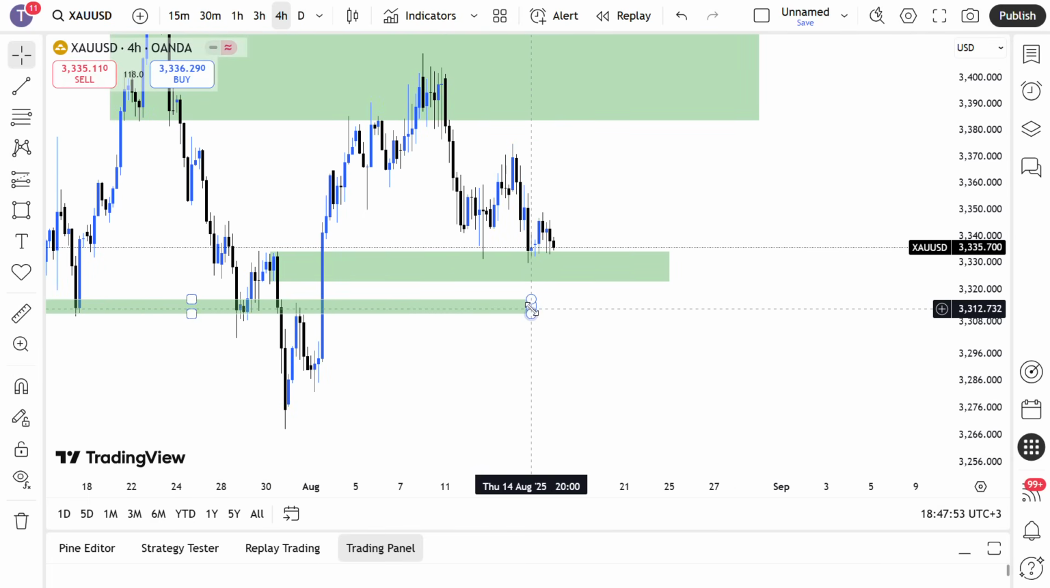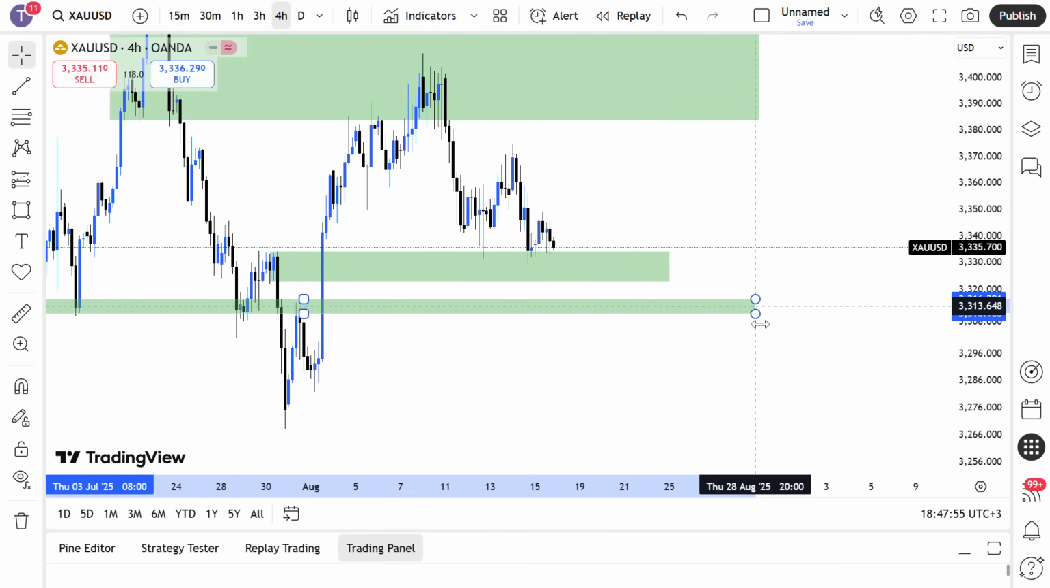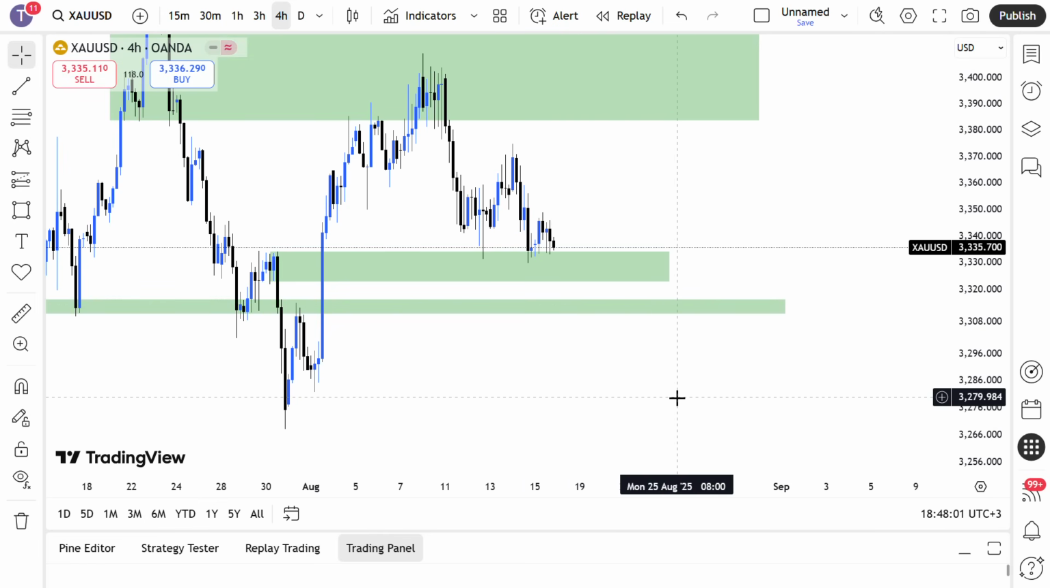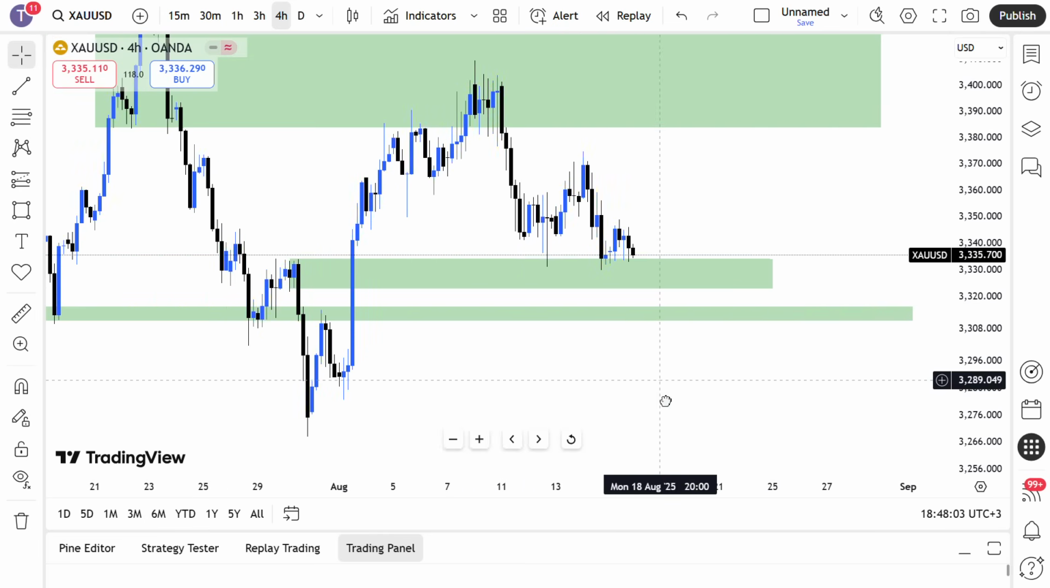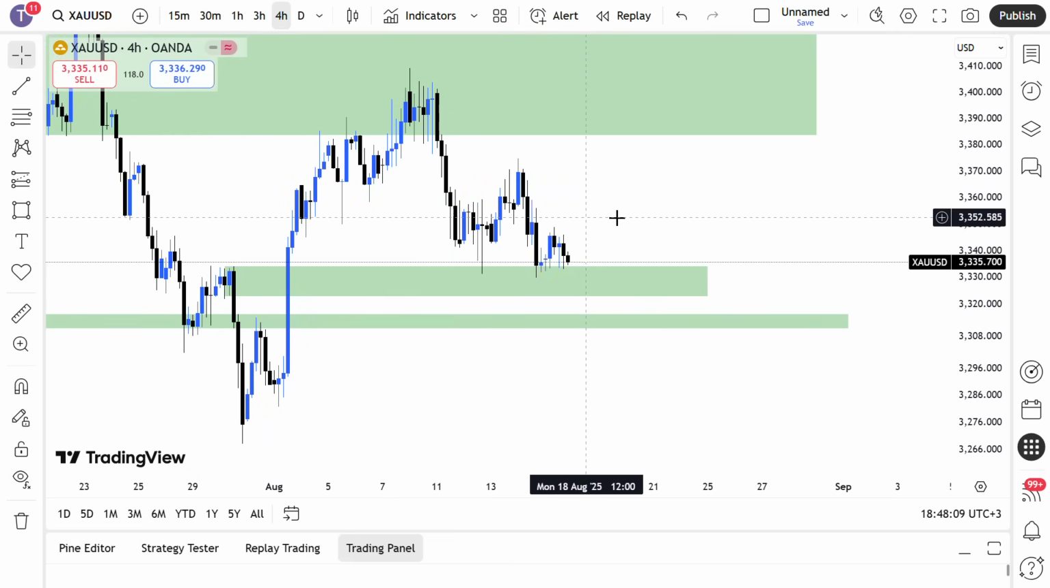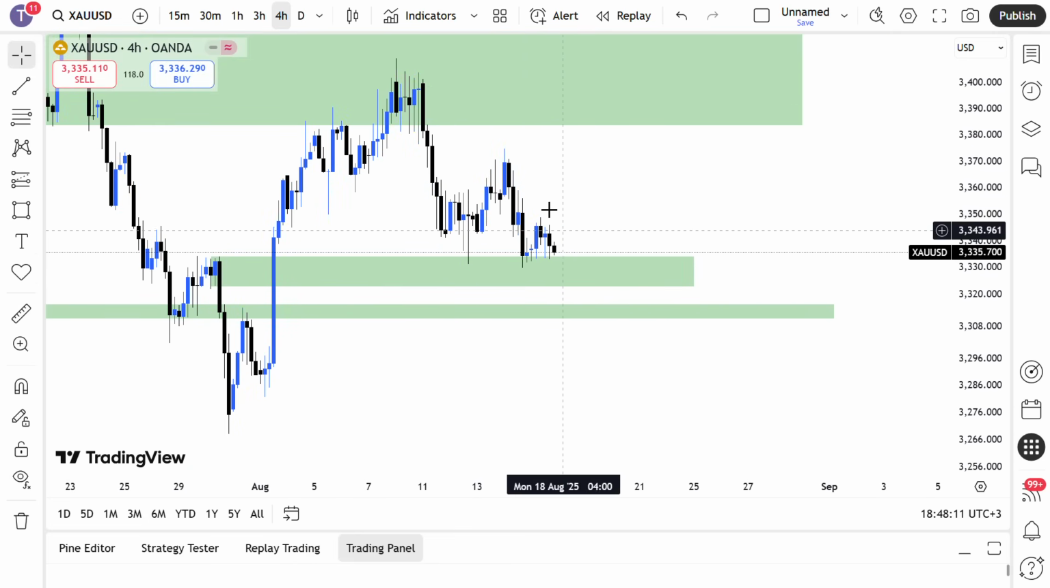So if price is willing to drop, I'll be expecting some reaction from this low before we have a pullback. And then we'll be looking for sales. I think price is willing to push down after tapping into this order block. Let's say maybe I find a good setup from inside here. I'll be looking for sales.